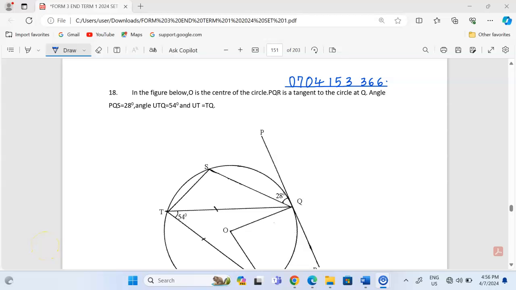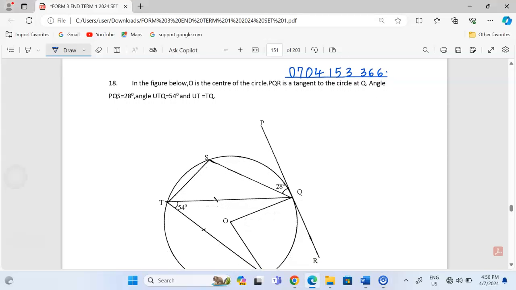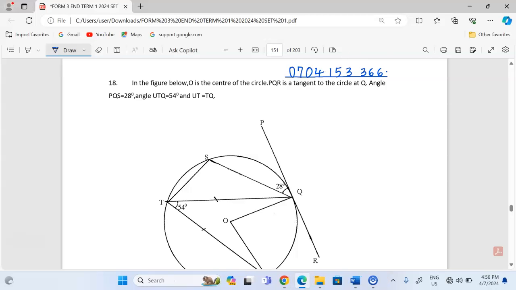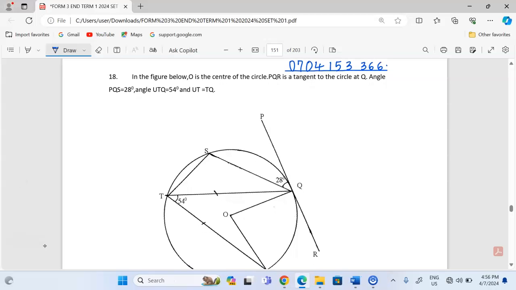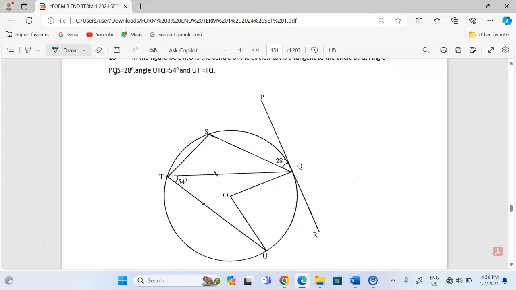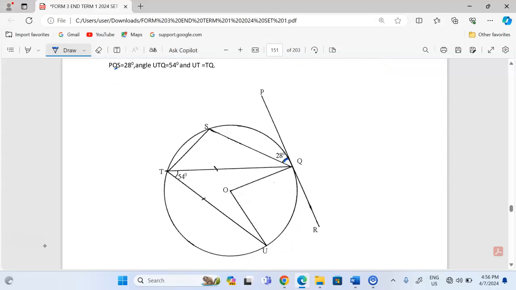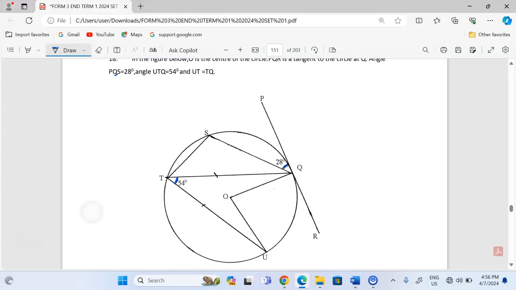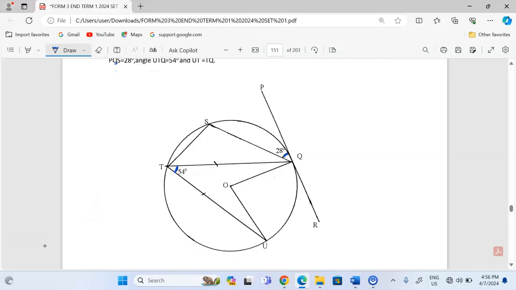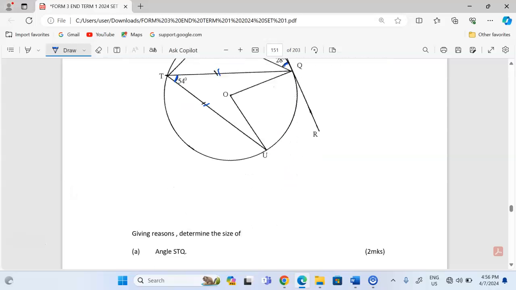We're going to look at circle chords and tangents together with angle properties in a circle. In the figure below, O is the center of the circle. Then PQR is a tangent to the circle at Q. Angle PQS equals 28 as indicated on the diagram. And angle UTQ is 54 as indicated. We're also given that length UT is equivalent to TQ, so this length and this one are equal. From there, we proceed to the questions.